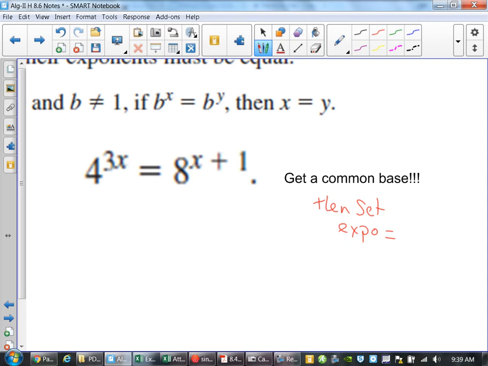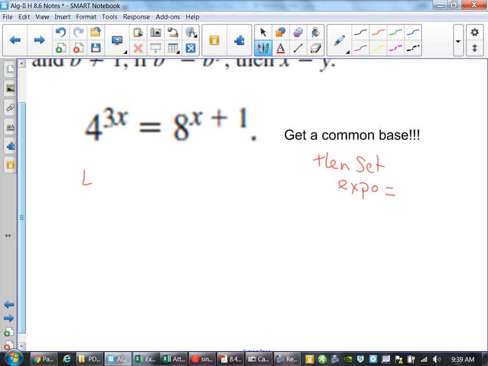So if I have 4 to the 3x and 8 to the x plus 1, what do you think their common base is going to be? 2. So you want to rewrite 4 as a base 2. So you get 4 squared, times 3x. Sorry. And then 8 is what as a base 2? 2 cubed. And notice, you have to make sure you throw this in parentheses. Don't forget that.